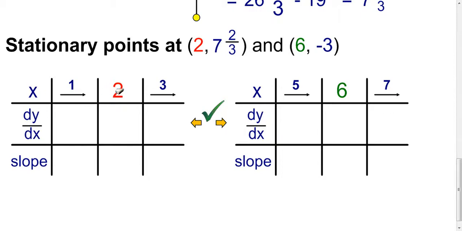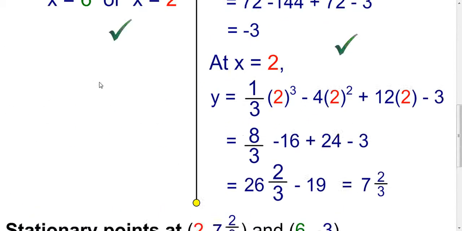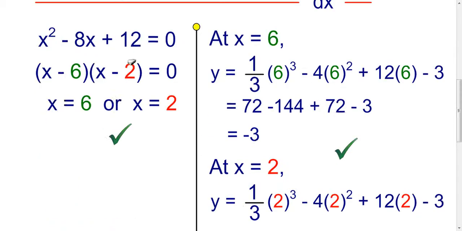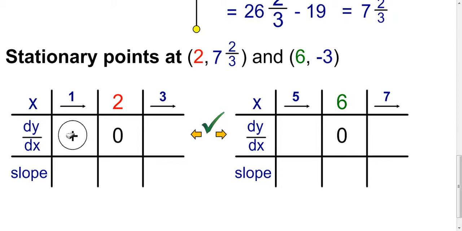So what we're doing here, we're substituting these values into the derivative to find the gradient, because the derivative is a gradient. So at the stationary point, the gradient is 0 at both values there. If we substitute 1 into the derivative, we have to work out if it comes out as positive or negative. So let's put 1 back into the derivative and see what happens. Here's the derivative, so if we put 1 in there, you're going to get 1 take away 8 plus 12. 1 take away 8 plus 12 is positive.